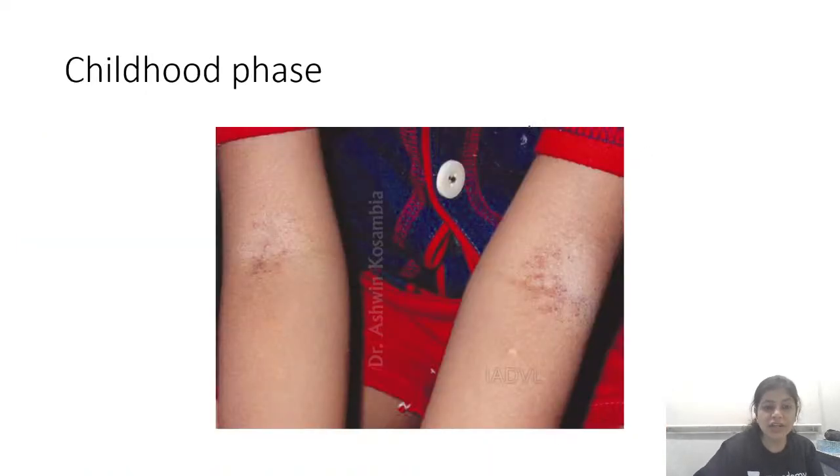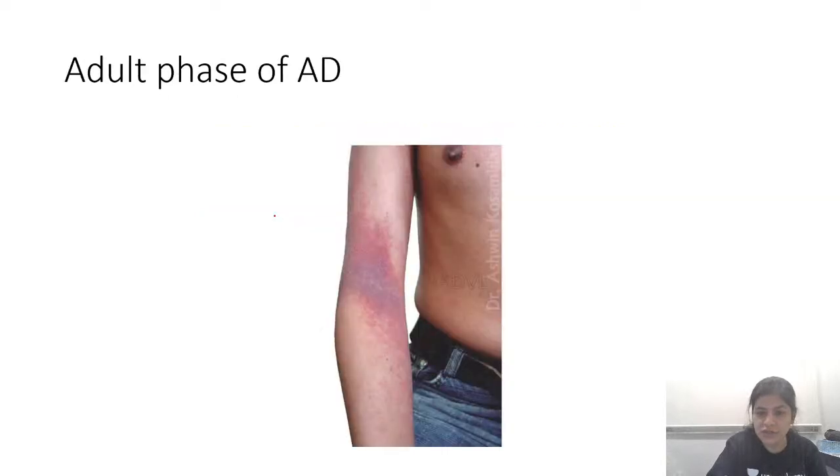Then comes the childhood phase of atopic dermatitis. In the childhood phase, as you can see, there is more of a flexural involvement. So you see involvement of typically the cubital foci. You will also see involvement of the popliteal foci. You will see involvement of the neck. So that is the childhood phase where it is more of a flexural distribution.